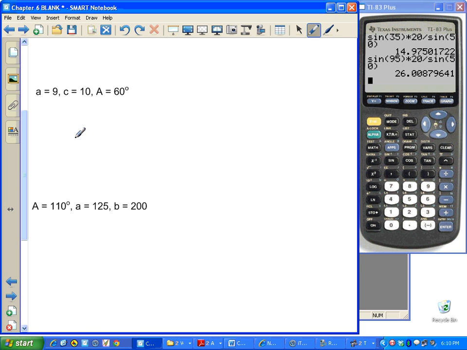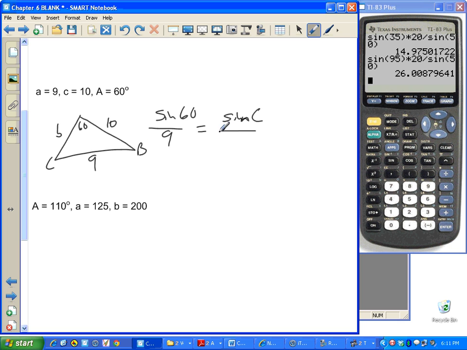Next example. Here I don't have a picture, but I'm just going to draw one. Okay, A is 60. Side A is 9. Side C is 10. So this would be C. This would be B. Okay, so I can do sine of 60 over 9 equals sine of C over 10.